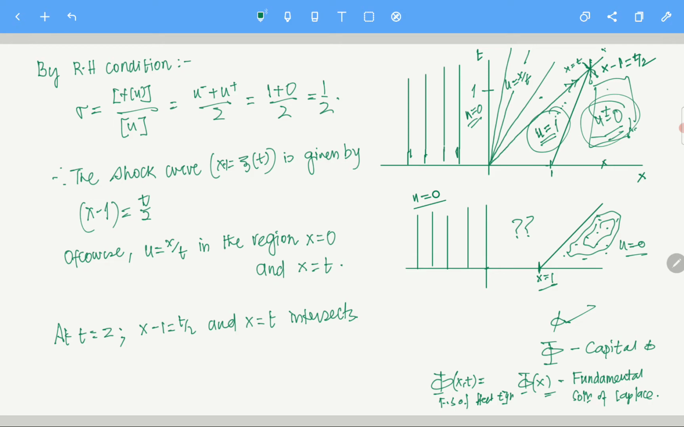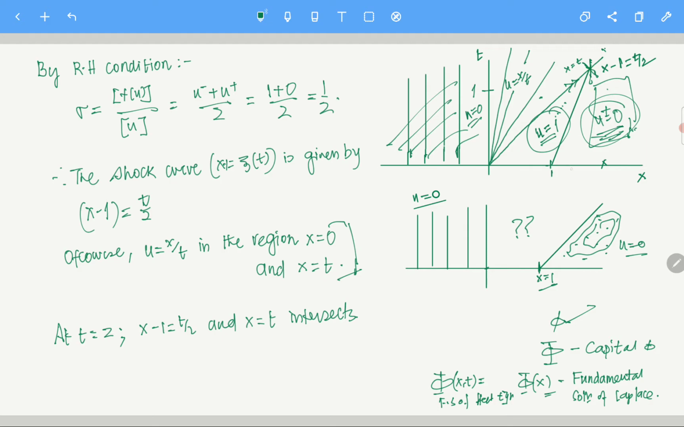I hope this is fine. What I'm trying to say is, if you are defining u this way, in this whole area u is 0. Clear? u equals x by t in this wedge, between the x equals 0 line and the x equals t line. This is the rarefaction part. That is why I am doing it like this. u equals 0 on this area.